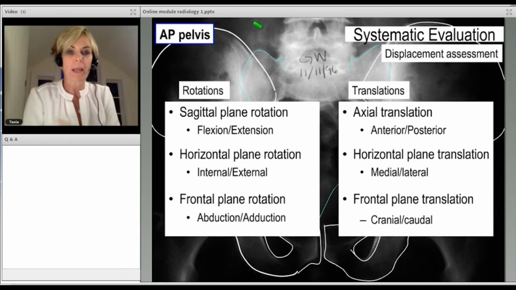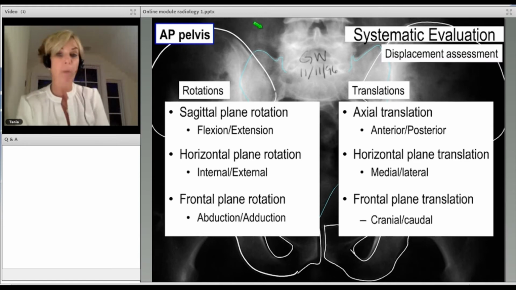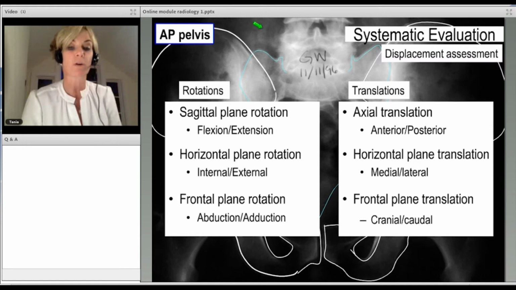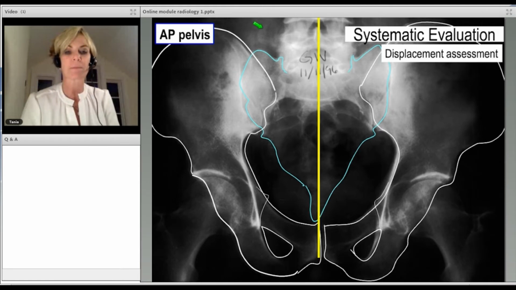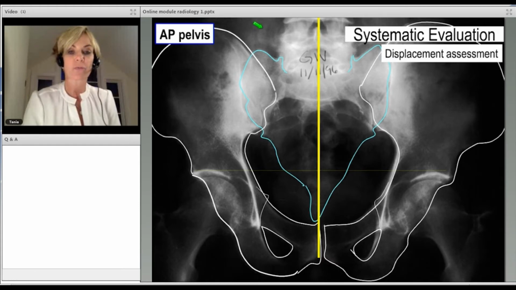Trying to come up with a way to evaluate each one of these possible displacements or deformities is important, and this is how I do it. On the AP pelvis, the first thing I'm going to do is drop a plumb line down the center. Then I'm going to place a line perpendicular to the plumb line and evaluate where the radiological roofs sit.